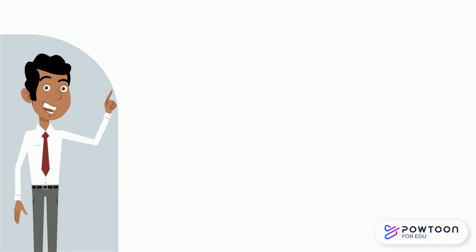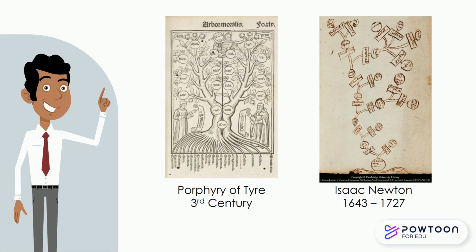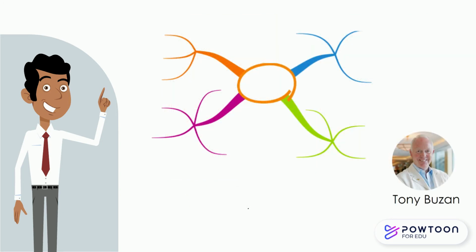We don't know who came up with this idea of presenting information in an organic way, but we do know that the first documented mind maps or concept maps were from the 3rd century by Porphyry of Tyre, a Greek philosopher that used this to teach Aristotle's teachings, and Isaac Newton as well used concept map techniques. Later on, Professor Tony Buzan was the one that branded the name of mind mapping and developed some of the basic principles of how to create a mind map.